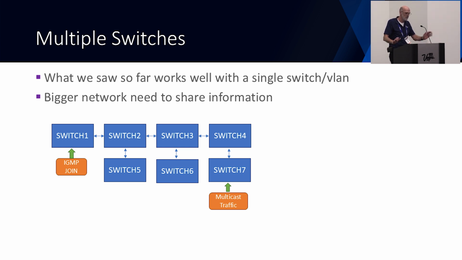So what we saw is roughly how that works, and it works pretty well on a single switch or in a single VLAN. But if we have a bigger network, we're going to need a way to share the information between all the switches so they cooperate together. For example, I did a little drawing here where I have a client on switch 1 saying, hey, I want something, and that multicast traffic is actually being sent on a port on switch 7. So somehow switch 7 needs to realize that somebody wants the signal on switch 1, and it needs to know that it has to send that traffic to switch 4, and 4 to 3, and 3 to 2, and 2 to 1.